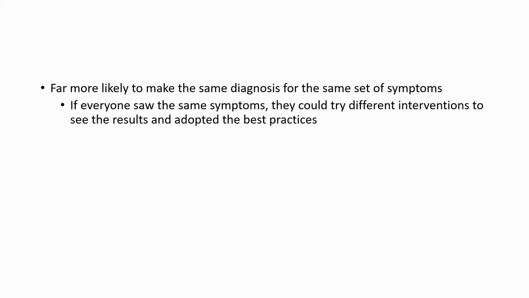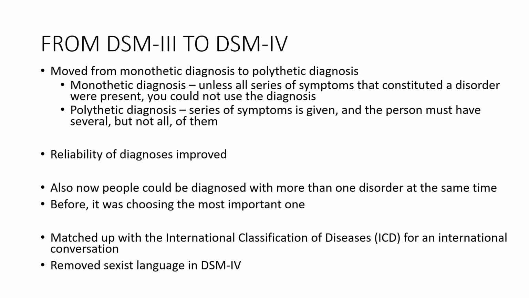Okay, that's what it's saying. Okay, from the DSM-3 to the DSM-5, we move from a monothetic diagnosis to a polythetic diagnosis. So let's define what that means. A monothetic diagnosis is unless all series of symptoms that constituted a disorder were present, you could not use that diagnosis. A polythetic diagnosis means a series of symptoms is given and the person must have several but not all of them. Okay, before it's like if you don't have all these, you don't have this.